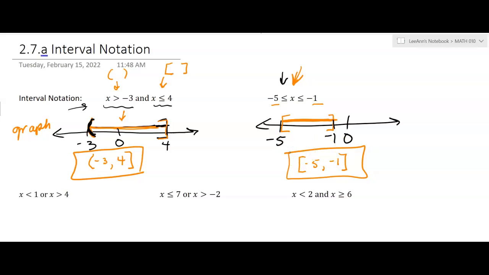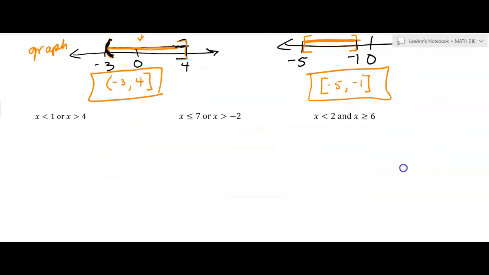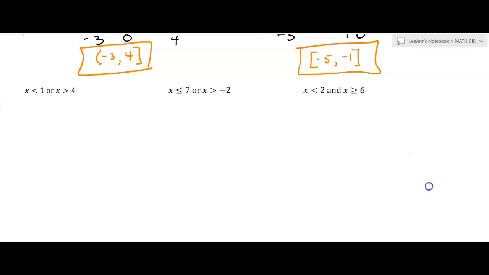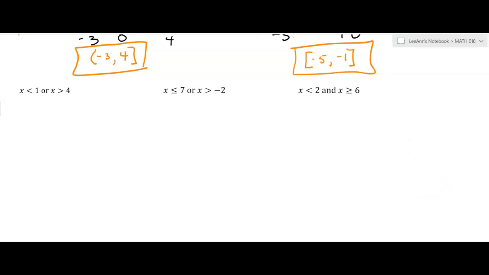Now we'll keep reviewing this because we keep putting our answers in interval notation. So now we have a statement over here that says we want x to be less than 1, or we want x to be greater than 4. An or statement means they don't both have to be true. One or the other one has to be true. They could both be true sometimes.